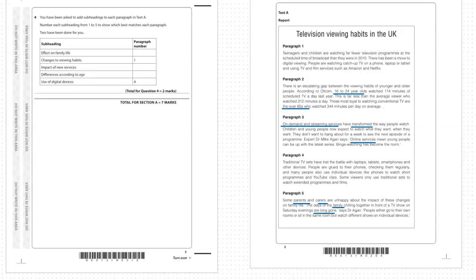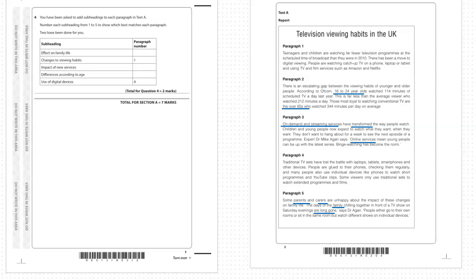Question 4. You've been asked to add subheadings to each paragraph in text A, and I put text A next to the question. Number each subheading from 1 to 5 to show which best matches each paragraph. 2 have been done for you.